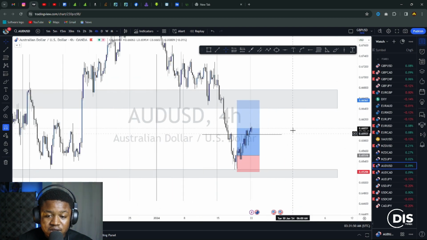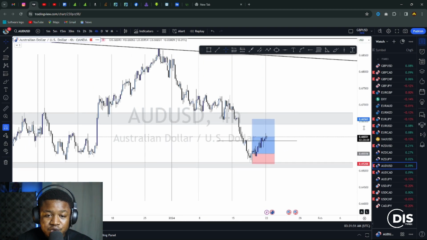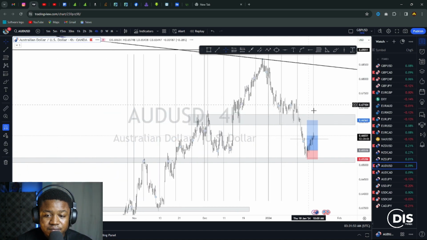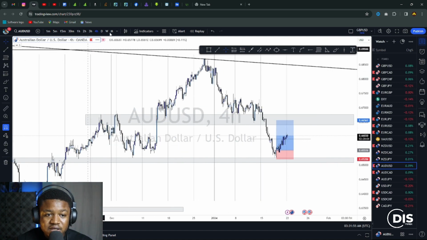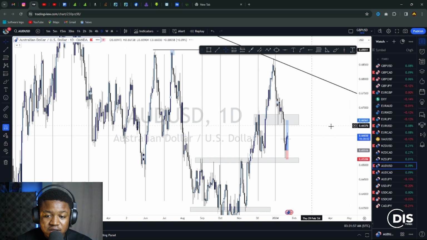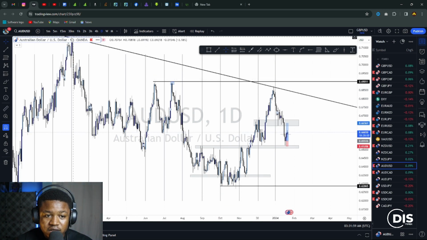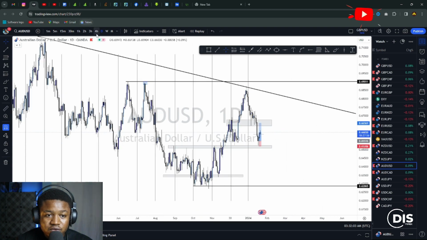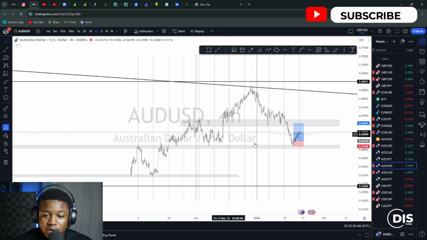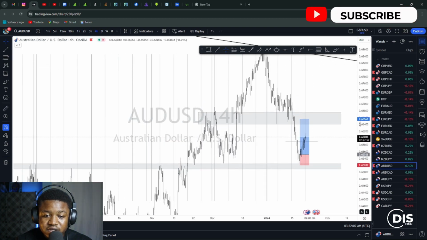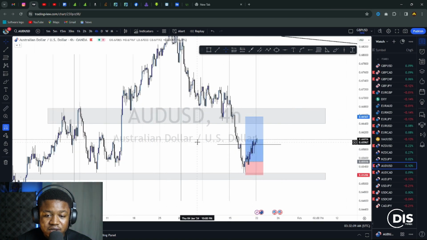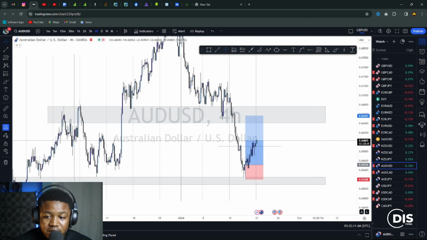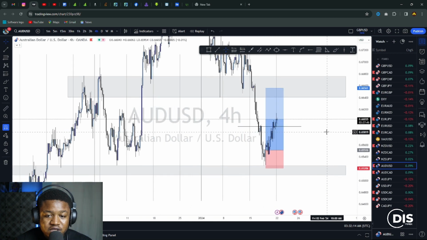Let me zoom it out and let's have a look. As you can see, this market is in a downtrend on the bigger time frame. If you go to the high time frame, you see that it's in a downtrend, where this trend line I drew is coming from. So let's go back to where we were on the 4 hour. This is a very, very simple support and resistance trading strategy. And then we went into it. So this is how it panned out.